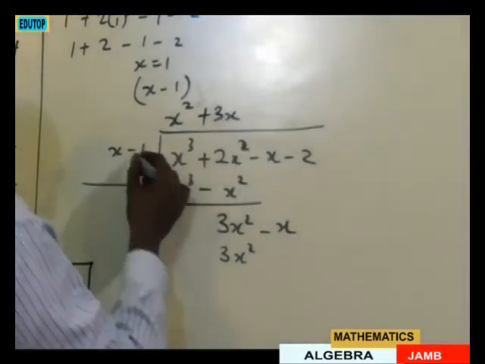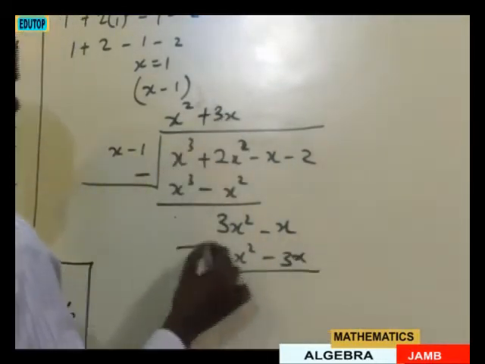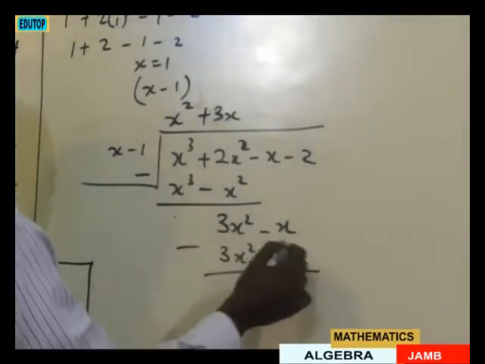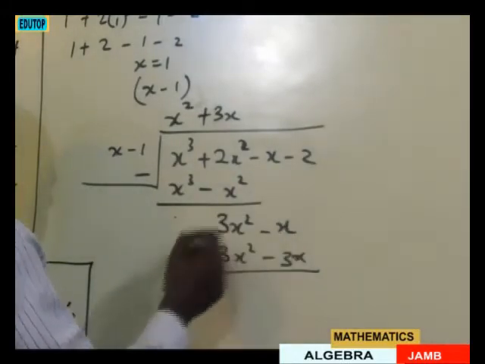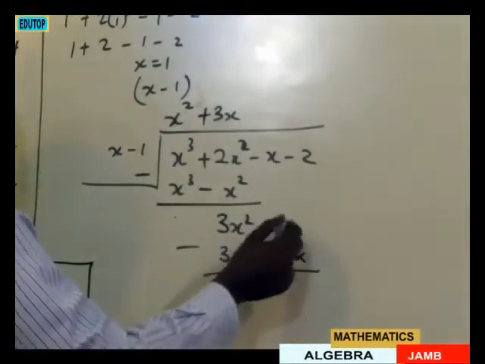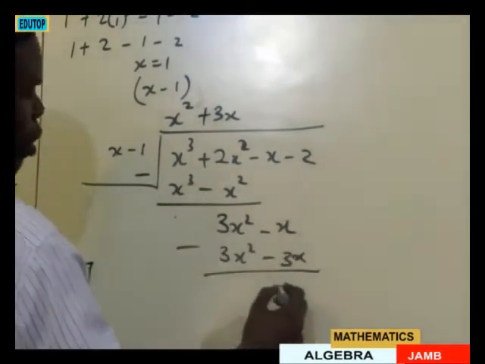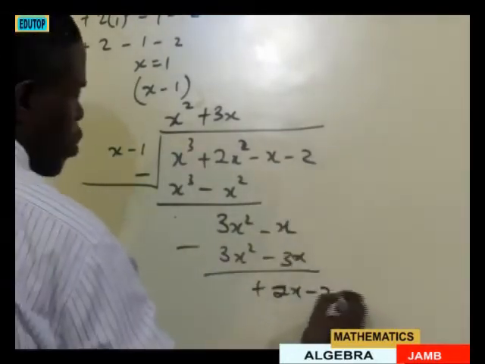Plus 3x multiplied by minus 1, that becomes minus 3x. So I move the line here and subtract. This minus this cancel out. Minus x minus minus 3, that will become minus x plus 3. And minus x minus minus 3x, that becomes minus x plus 3x. And minus x plus 3x is plus 2x. Then I bring the last one down, minus 2.